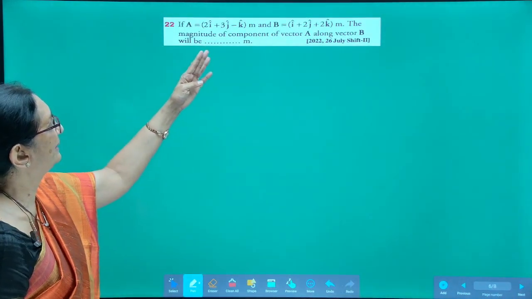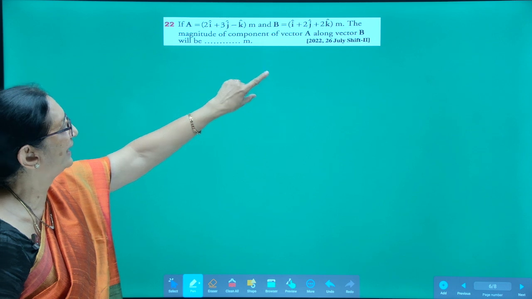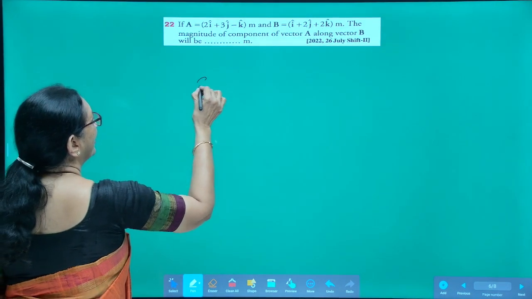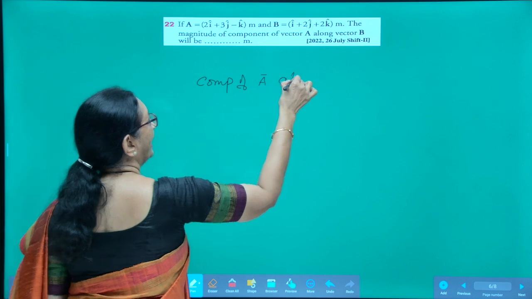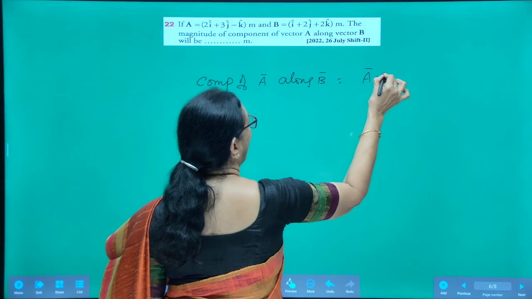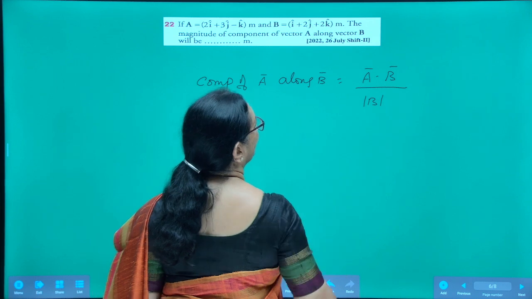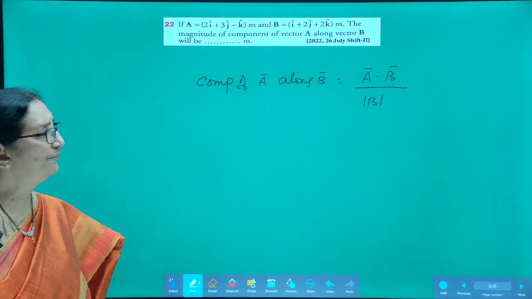A is given, B is given, magnitude of component of A along the vector B bar. See, the formula for component of A bar along B bar is equal to A bar dot B bar by modulus of B. That is the scalar component of A bar along B bar.